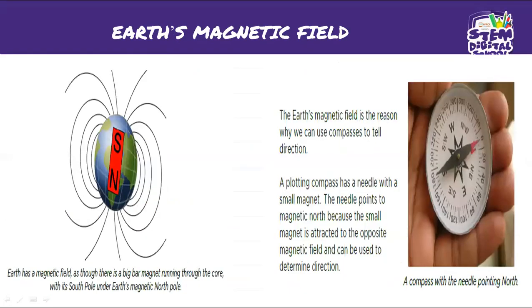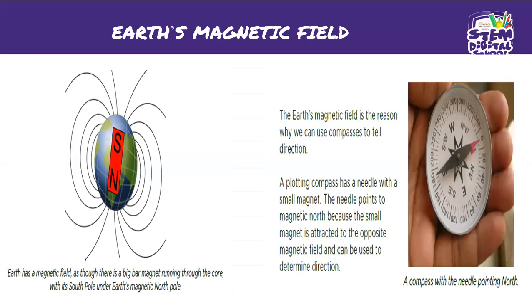Now let's look at the Earth's magnetic field and how it reacts. The Earth attracts some objects, meaning there is a kind of magnet in the objects or on the planet Earth. That's what we are relating here. If you look at these diagrams, the Earth has a magnetic field as though there is a big bar magnet running through the core. So you can see how the magnet is able to attract objects.